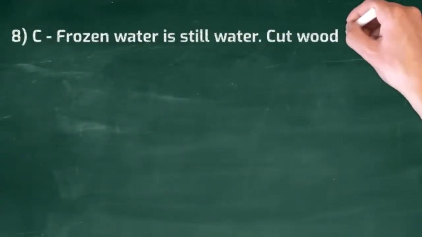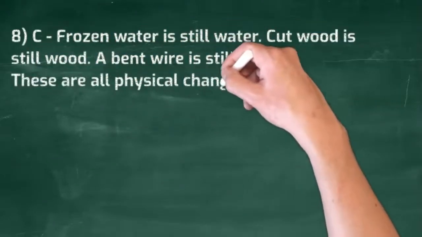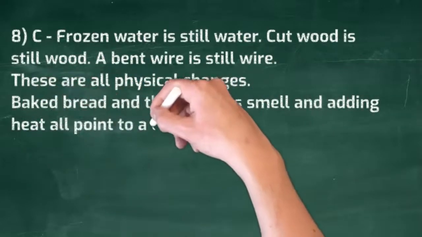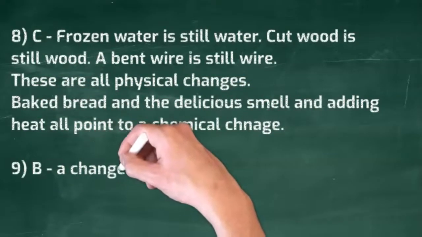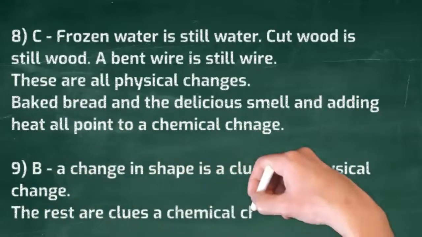Frozen water is still water. Cut wood is still wood. A bent wire is still wire. These are all physical changes. But that baked bread and that delicious smell is a chemical change. Number 9, the answer is B. A change in shape is a clue for a physical change. The rest are clues for chemical changes.